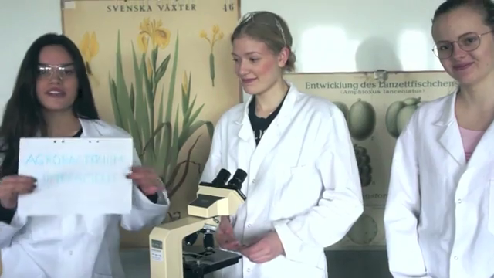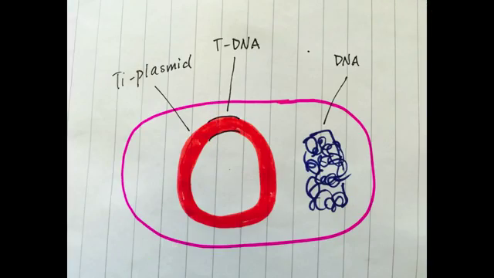Hello? Hello! There are many different ways of changing the genome consciously. However, one of the most common ones is the usage of this bacteria. So let us have a look at it. As we know, bacteria cells consist of free-floating DNA and a plasmid, in this case the TI plasmid. This plasmid carries a DNA segment called tDNA, which can be transferred to a plant's DNA.